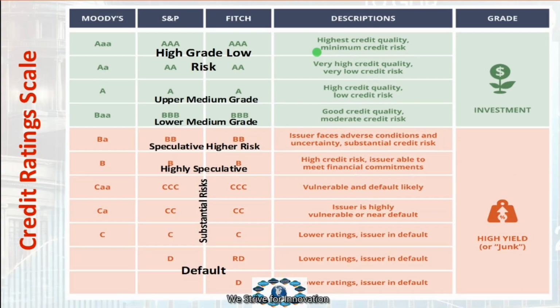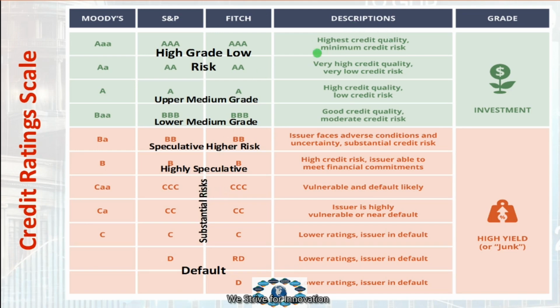Let's see the scale of it. How is it done? As I said earlier, credit rating is done by three companies: Moody's, S&P, and Fitch. But the categorization, mostly, they all fall into the same one.